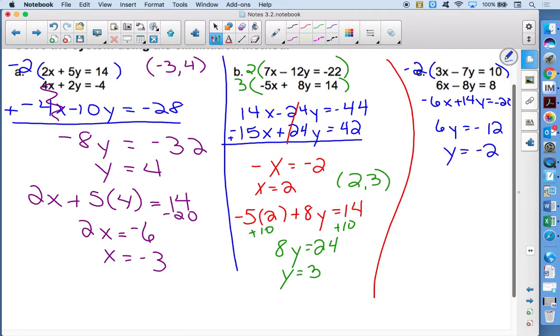So I have y equals negative 2. So you go back, you plug it in, either equation. And anybody find an x? Ethan, what'd you get? -4 and 3. That sounds pretty good.